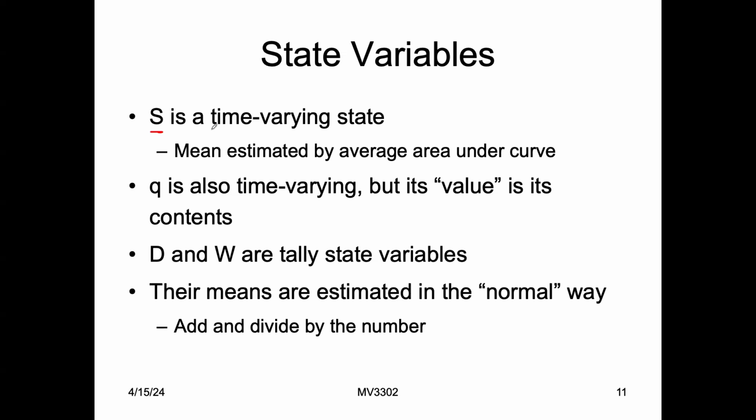So the number of available servers is a time varying state. We've distinguished time varying means versus tally means. And where that connects with state variables is that we have states that are time varying states, and those are the number of available servers and this queue. Its value is the contents, but if we have access to our container, we know how many are in it. That's the thing we're really interested in. But the delay in queue and the time in the system, these are tally state variables. And that means that we're going to estimate those the usual way, which is we add them up and divide by the number.